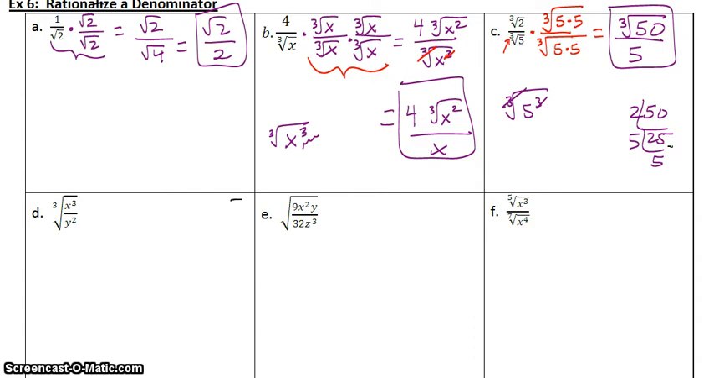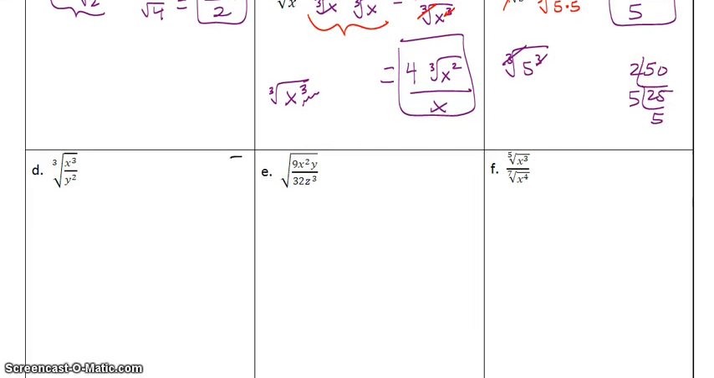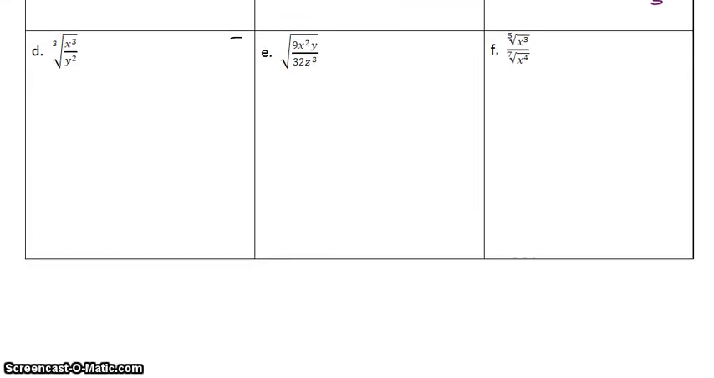If you really want a challenge, pause the video and try D and E and F at this time. Otherwise, just keep listening. Okay, when I look at D, what's happening here is that, again, I can split up. If I've got a fraction underneath a radical, you can split it up into top and bottom. So actually that's kind of nice because the cubed root of x cubed just becomes x.